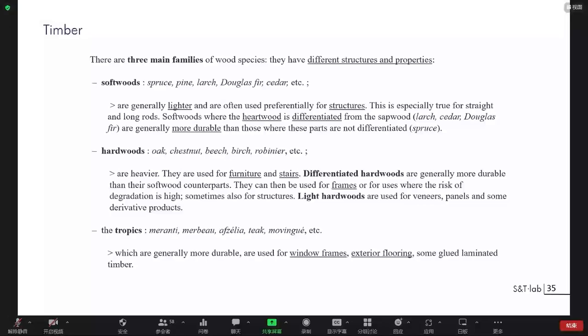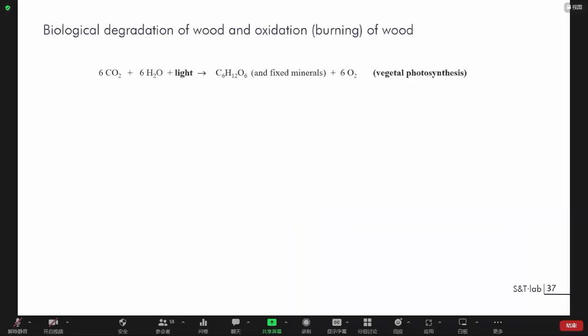So most of the time, we will have to deal with softwood in structural systems. So what about the design strategy that is connected to fire and resistance to fire?